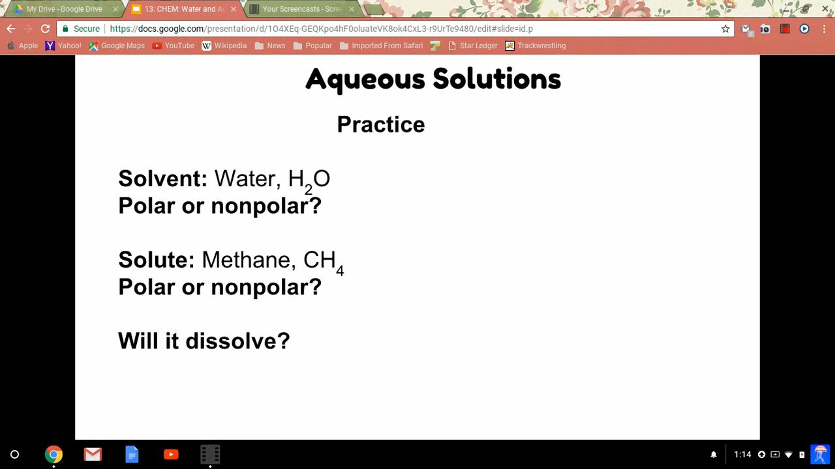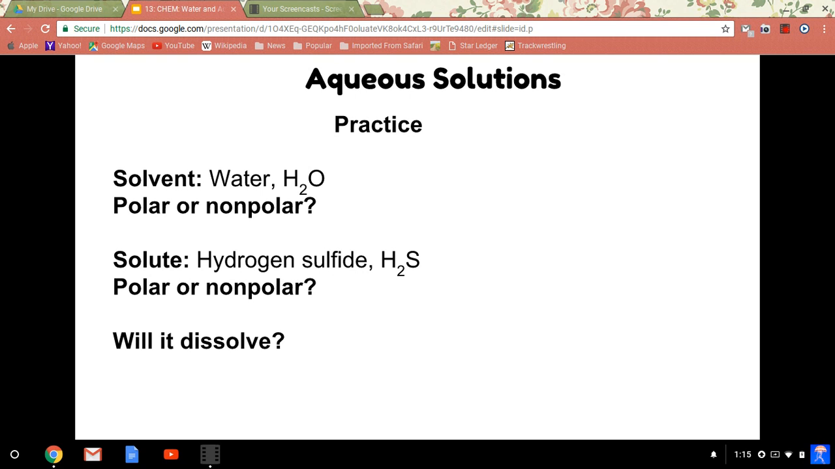All right, so here we have water again. Remember, it's H, so hydrogen, 2.1 for an electronegativity, and oxygen, 3.5 for an electronegativity. It's a polar molecule. You're going to do the same thing with methane. Carbon is 2.5 electronegativity, and hydrogen is 2.1. So there's only a difference of 0.4. Methane is nonpolar. Since methane is nonpolar and water is polar, it will not dissolve. So methane will not dissolve.